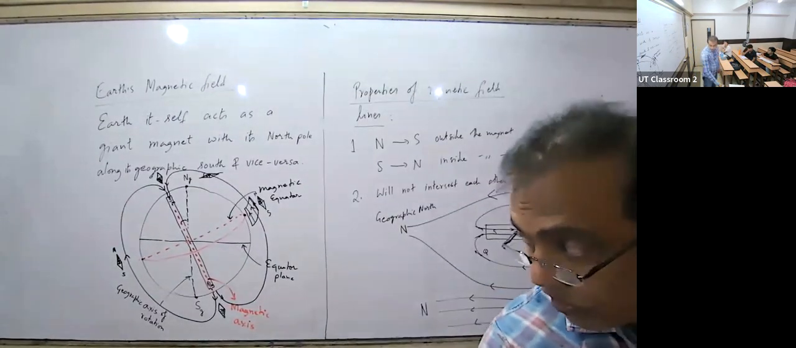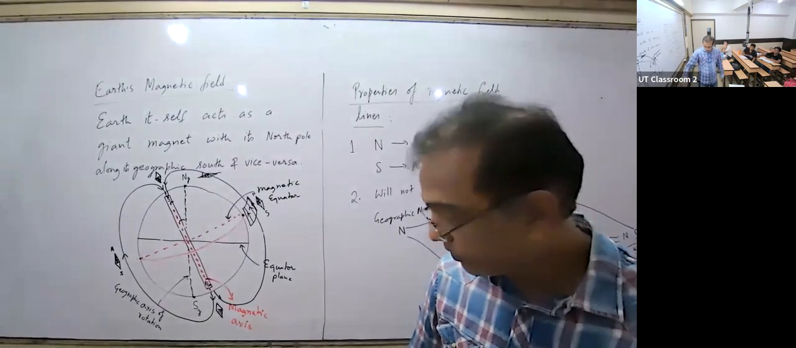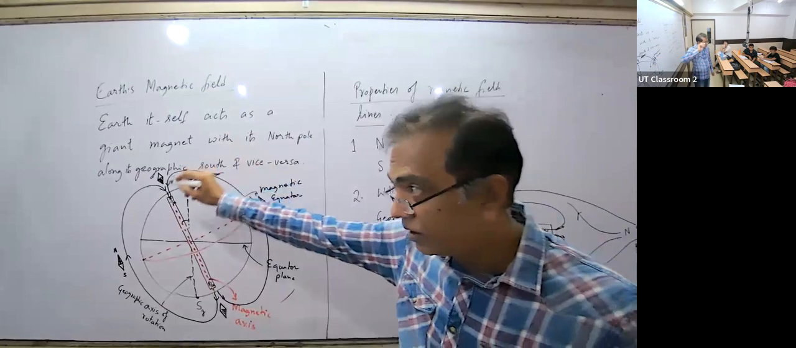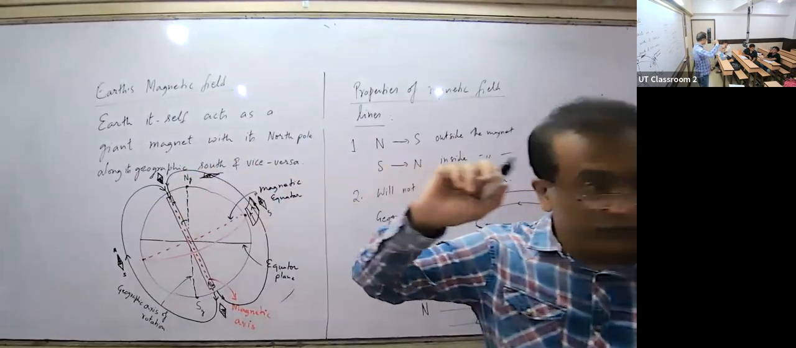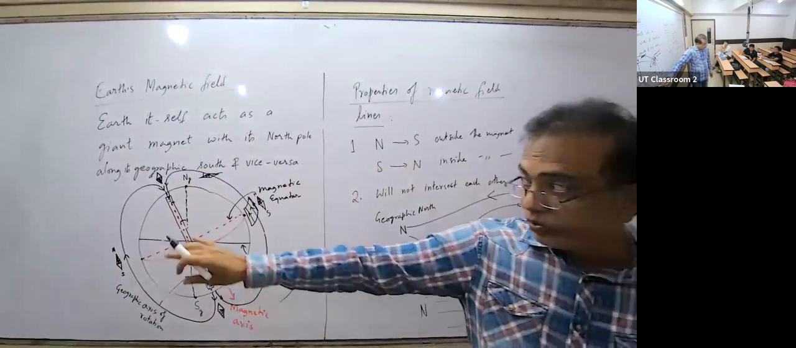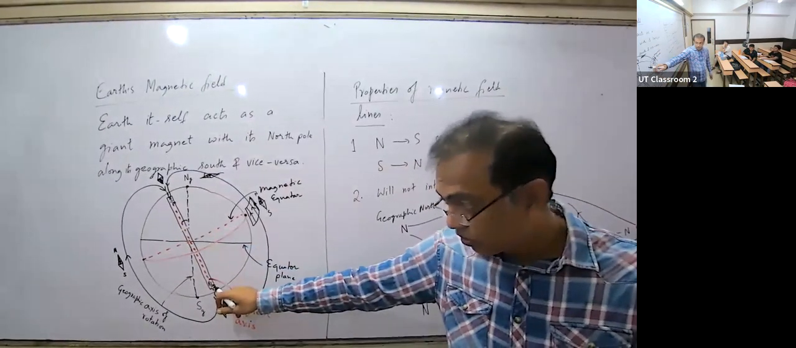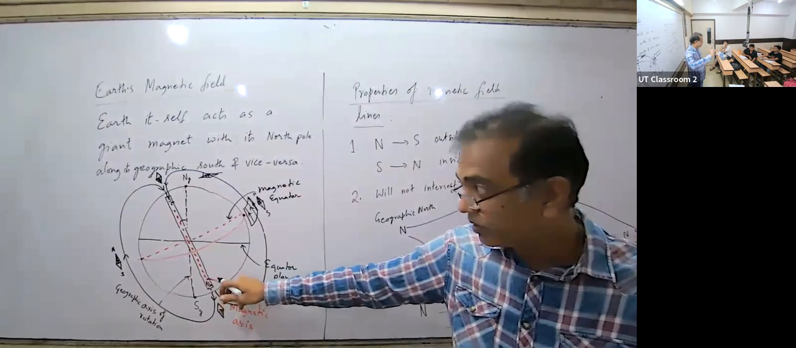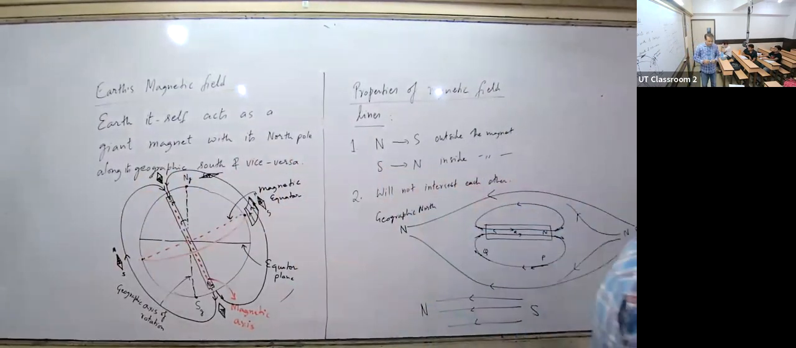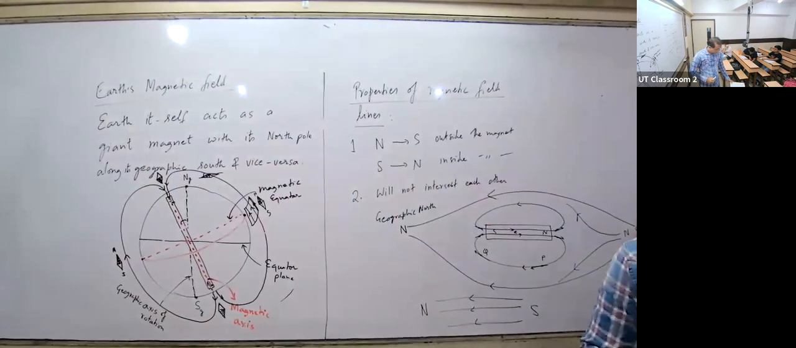Now, I also told you about the magnetic field lines of Earth. It will emerge from the geographic south and enter at geographic north. Why? Because the poles are north pole at the south, geographic south, and south pole at the north. Is it clear? So it is slightly opposite. So once you understand it, then it will be easy.